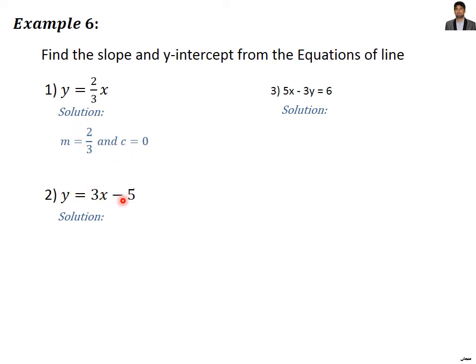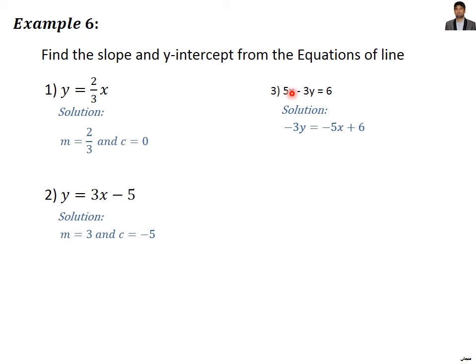So m is 2/3 and c is 0. In the second equation, the coefficient of x is 3. So m is 3 and y-intercept c is -5. Number 3, 5x - 3y = 6. First, we have to simplify this equation. We have to rewrite this equation in slope-intercept form. So we will solve this equation for y.